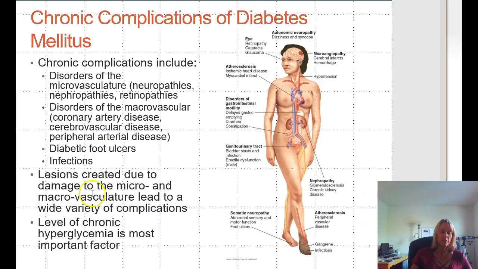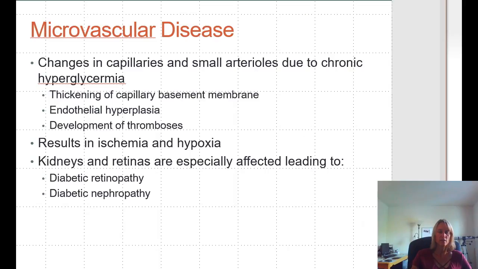The most important factor is the level of chronic hyperglycemia. So how high have the blood glucose levels been, and over what amount of time have these blood glucose levels been uncontrolled? The microvascular disease is due to changes in the capillaries and small arterioles.